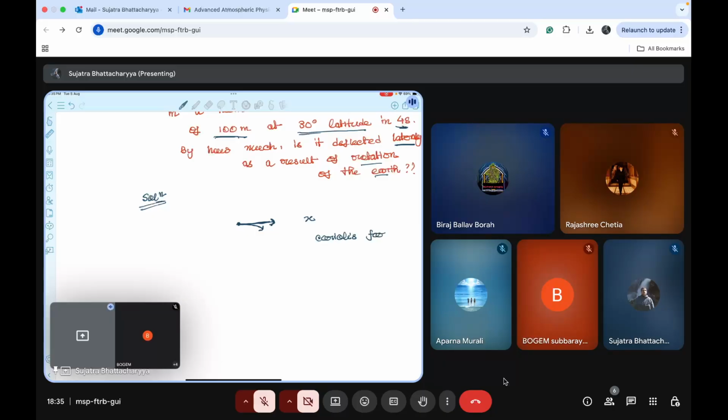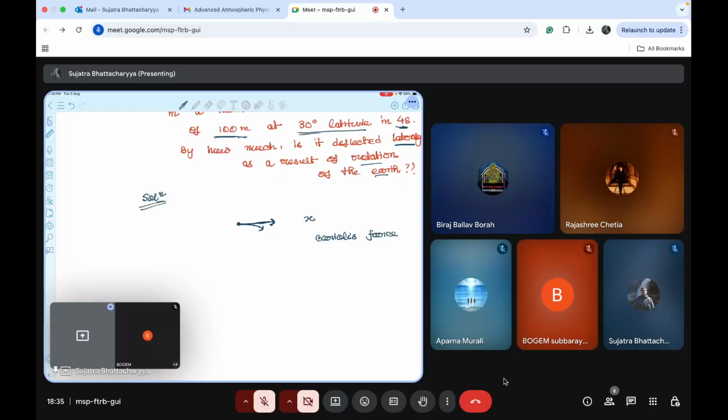This is the Coriolis force. Because it is dependent on the rotation, and for rotation there are two forces which can act: one is the centrifugal, and another is the Coriolis. But they are saying the lateral deflection. It's not saying what the vertical change is. So any change in the lateral direction when you throw a ball on the rotating earth is due to the Coriolis force. Okay, so this is the concept.